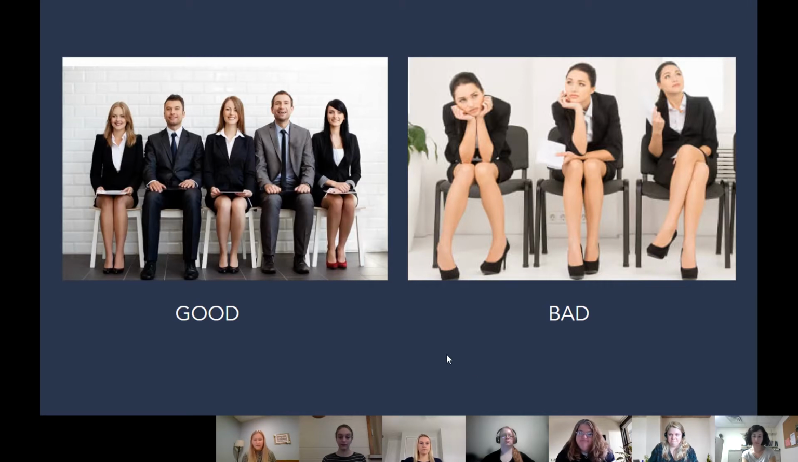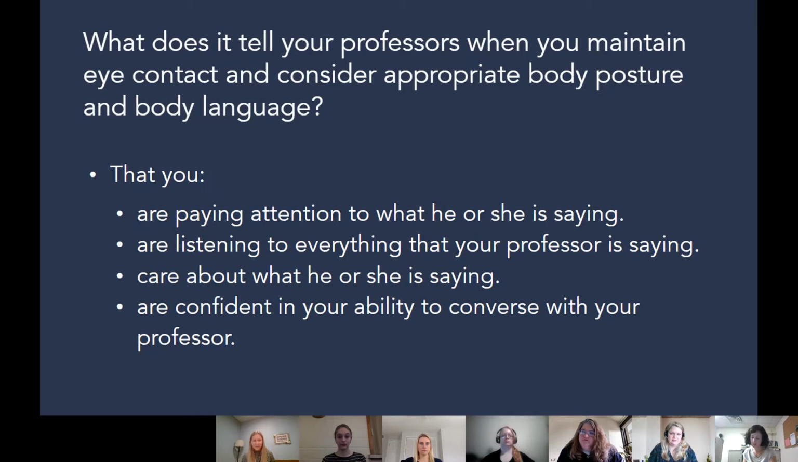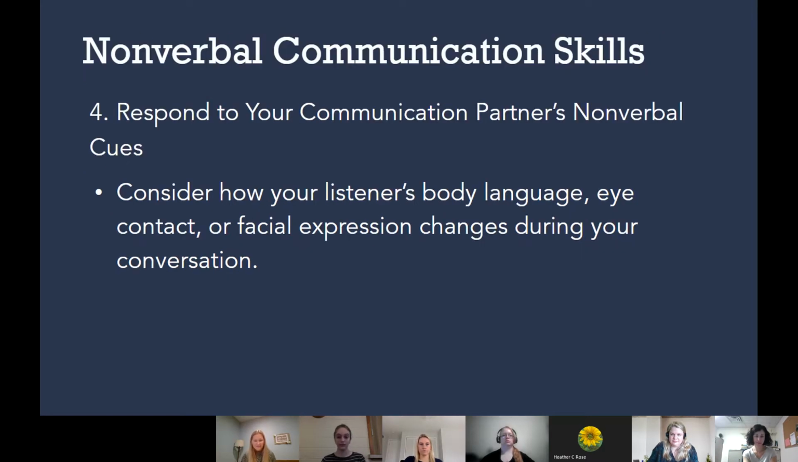Absolutely. Thank you, Heather. Both of those responses were perfect. So in general, when you maintain eye contact and consider appropriate body posture and body language, this tells your professor that you are paying attention to what he or she is saying, that you are listening to everything that is being said, that you care about the conversation, and that you are confident in your ability to converse with your professor. Ashley, do you have a question?